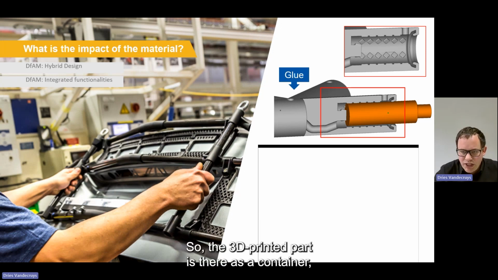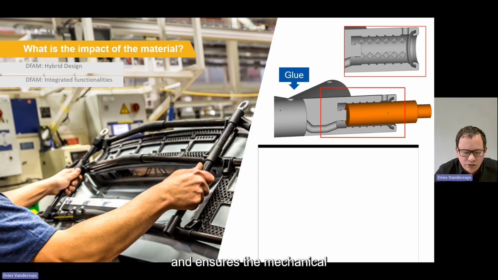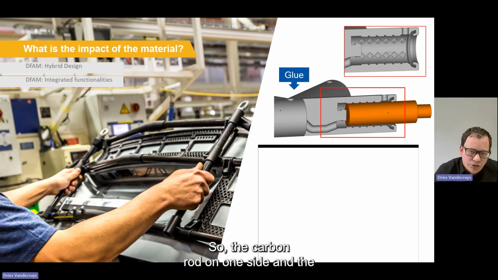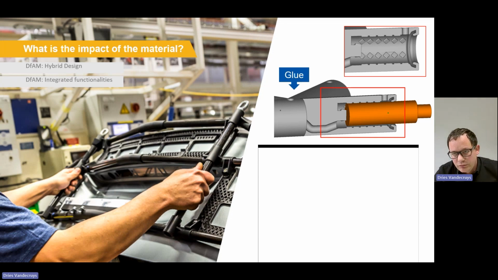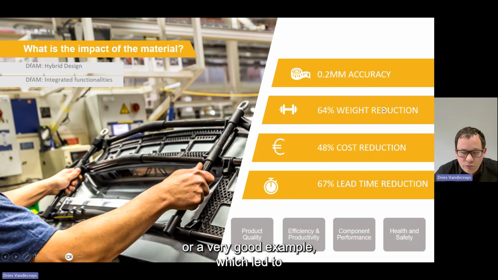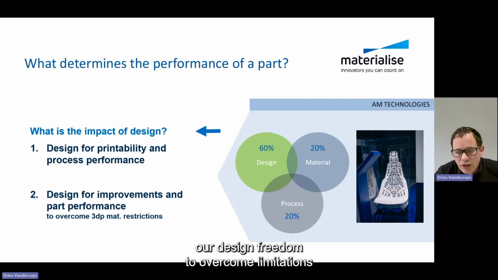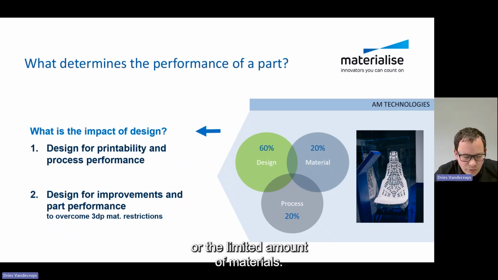So the 3D printed part is there as a container for the glue which is being inserted and ensures the mechanical interlocking between the two components: the carbon rod on one side and the polyamide 12 component on the other side. That's a very good example, which led to a very accurate design with weight reduction, cost reduction, and which achieved all the requirements. It shows how we can use our design freedom to overcome limitations or the limited amount of materials.